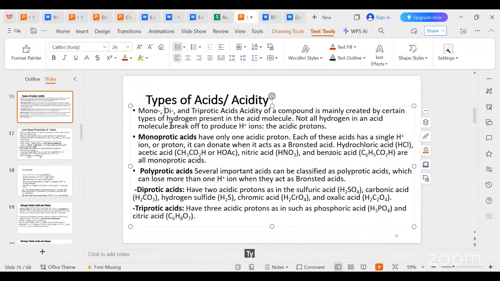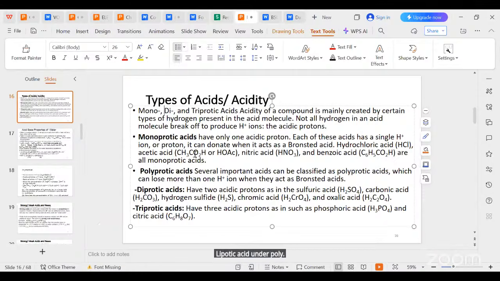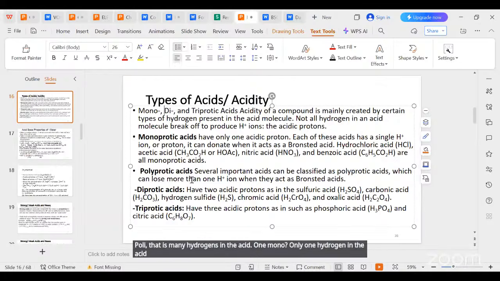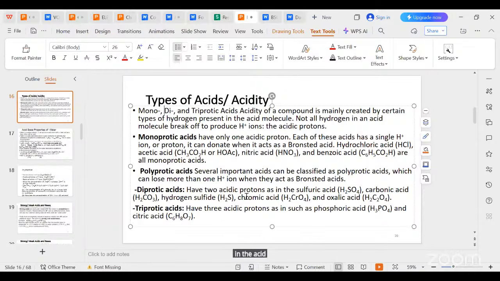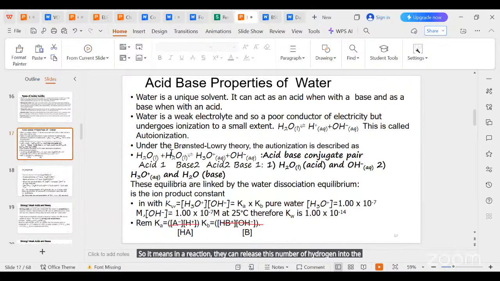Types of acid and base. We have monoprotic acid and polyprotic acid. Under poly, that is many hydrogens in the acid. Mono, only one hydrogen in the acid. Under the poly, we have 2 hydrogens, 3 hydrogens, 4 hydrogens, 5 hydrogens, 6 hydrogens in the acid. So when we have them, we call them polyprotic acid. It means in a reaction, they can release this number of hydrogen in the solution where they are.